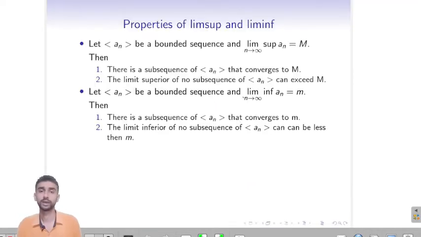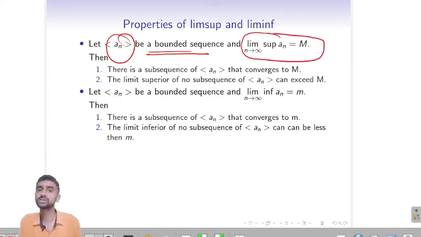Okay, now again some more properties. If the sequence is a bounded sequence and the LimSup of the sequence is equal to M, I am representing it by capital M, then there will be a subsequence of a_n that converges to M. Means the subsequence of the sequence a_n is converging to the LimSup of the sequence. And the limit superior of no subsequence can exceed M.